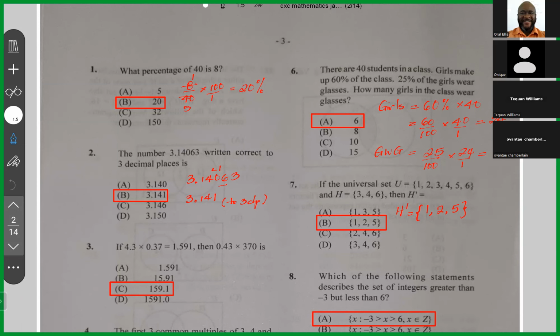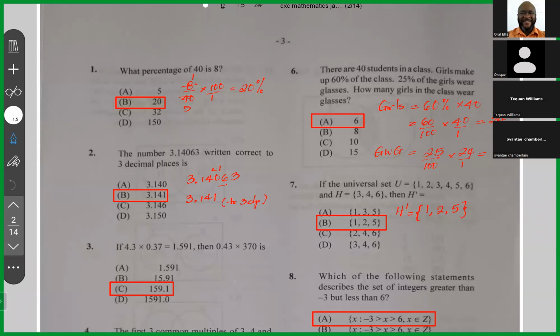Next, we have number 2, which says the number 3.14063 written to 3 decimal places is. Now, if you're going to write a number to 3 decimal places, you must look at the digit that is the 4th decimal place. The 4th digit from the decimal point is 6. So you're going to consider that digit, the 4th digit.